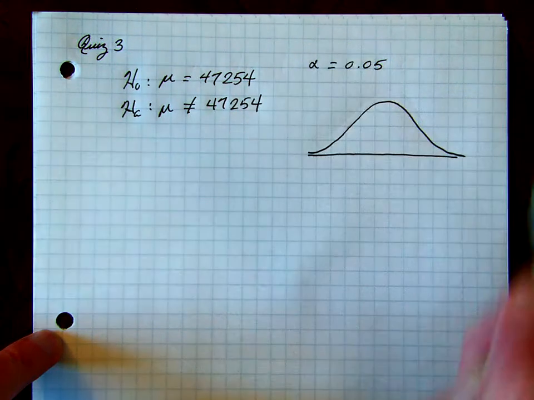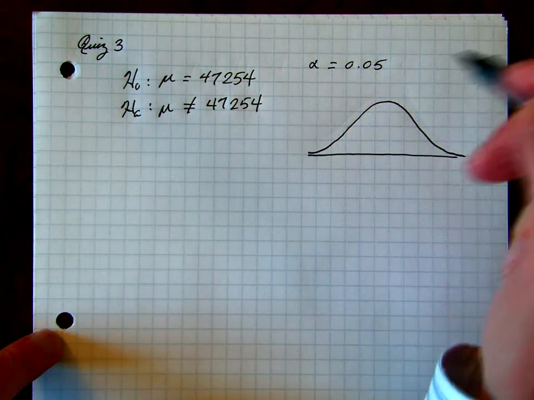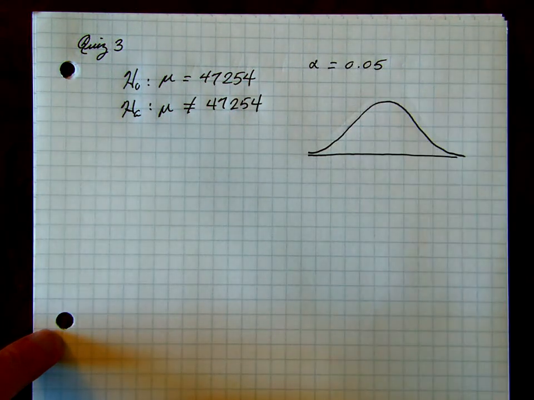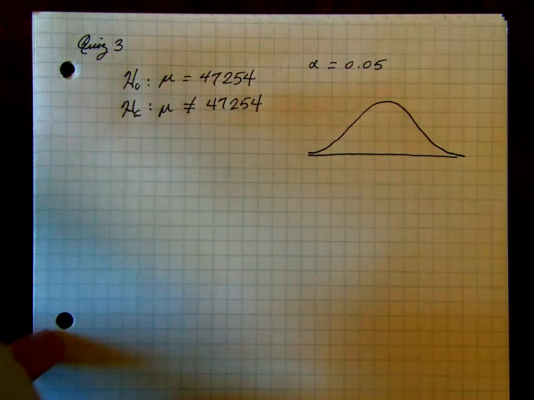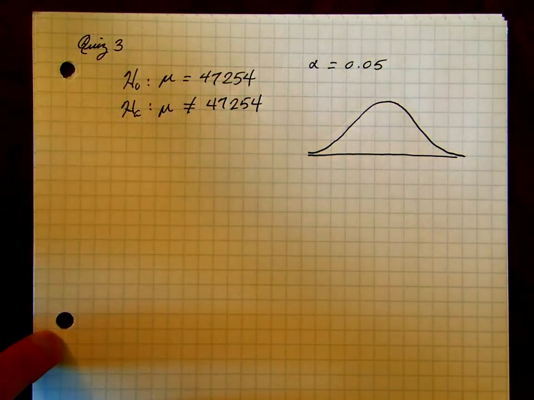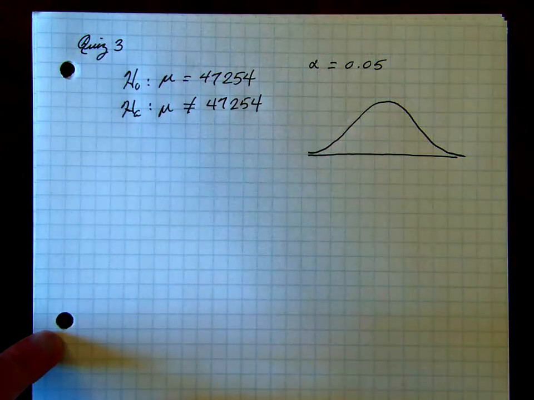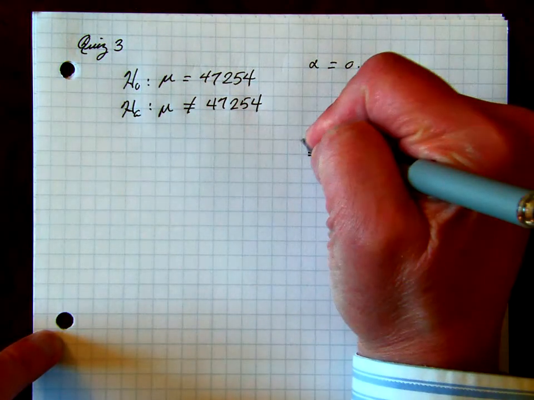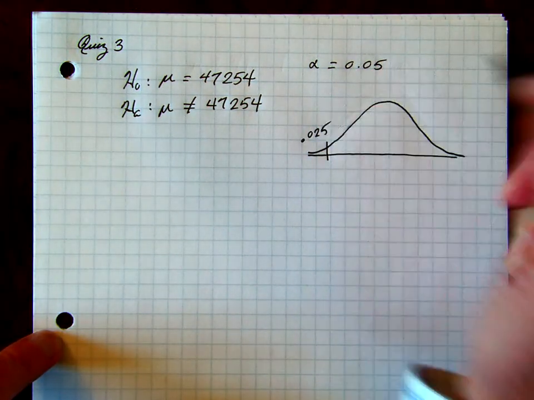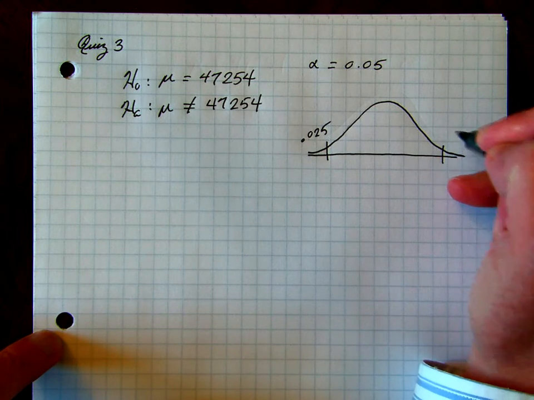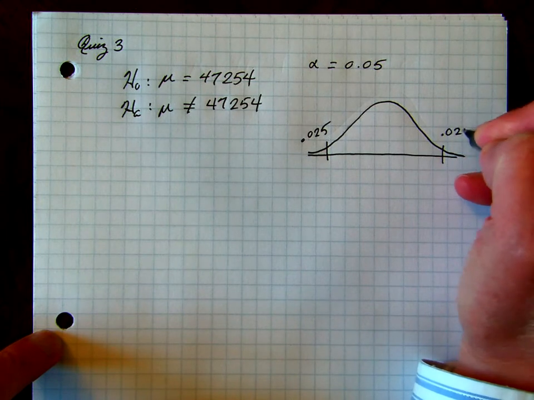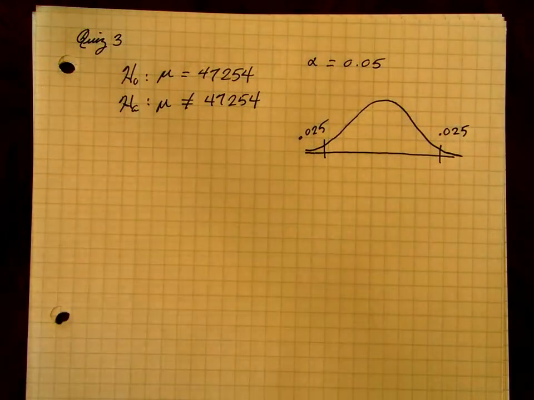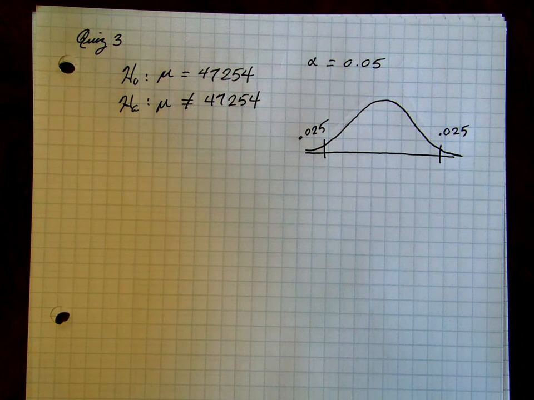47,254. This makes it a two-tailed test because we're told that we're going to use the 5% level of significance. That basically tells us right away that we are looking at 0.025 on one side and 0.025 on the other side in a two-tailed test.